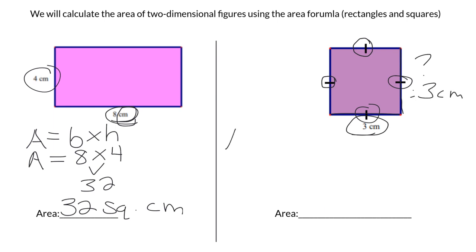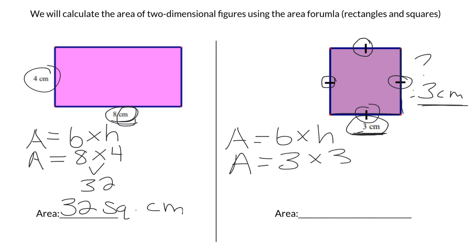I'm going to rewrite that formula again. Area equals base times height. I'm going to rewrite it again, plugging in my values, my base and my height values, which are the same. And I know that 3 times 3, our area is 9 square centimeters.